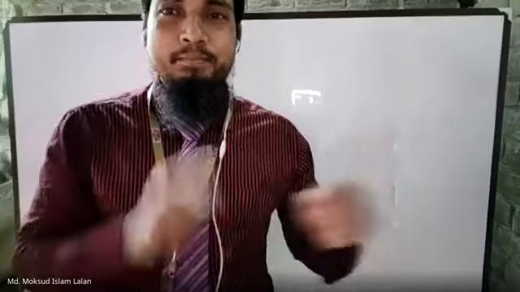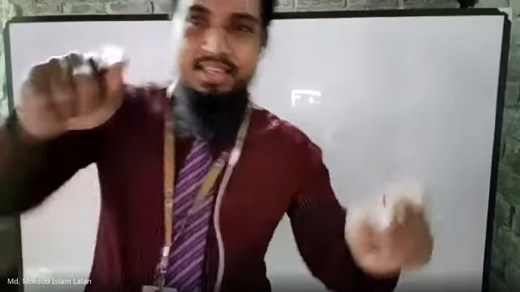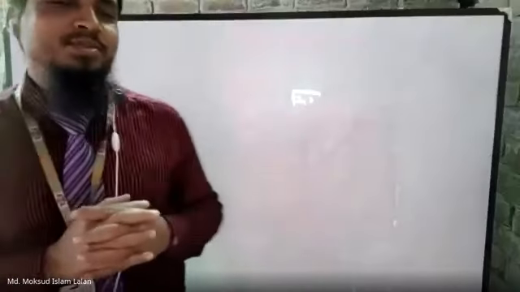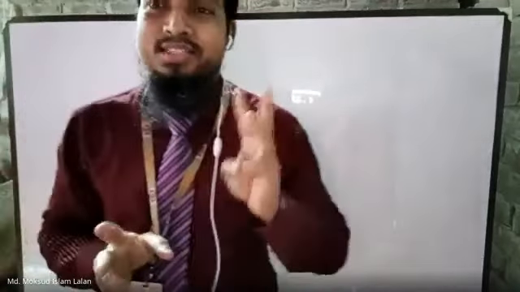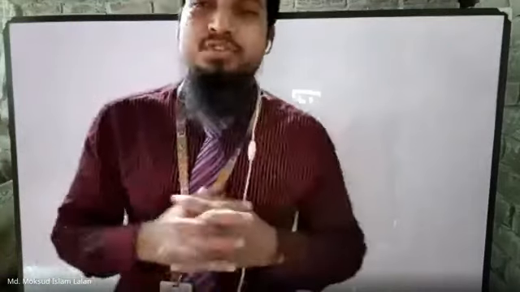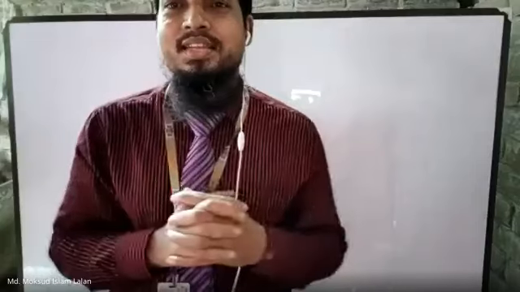A said that B did this. B said that C did it. C claimed that B is lying. And D said that I did not do it. So my question is, among these 4 students, 3 students are telling lies, 1 student is telling the truth. So who is telling the truth?